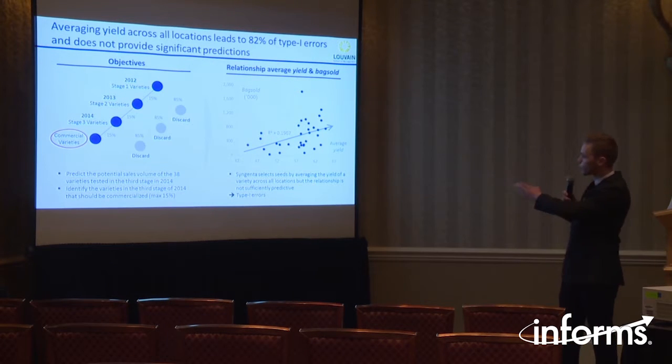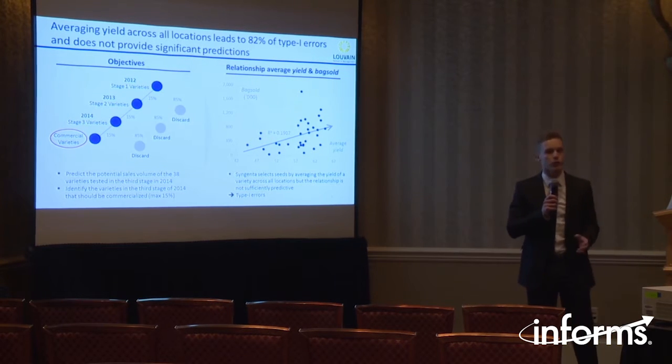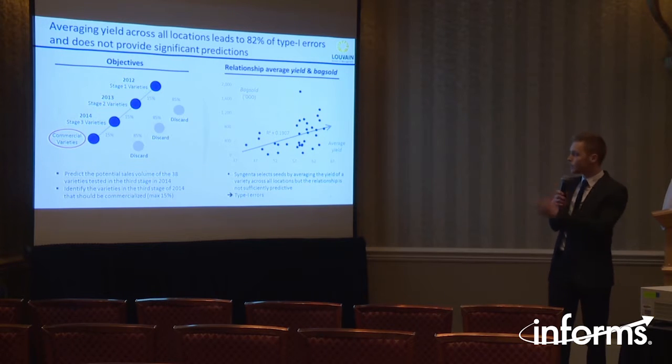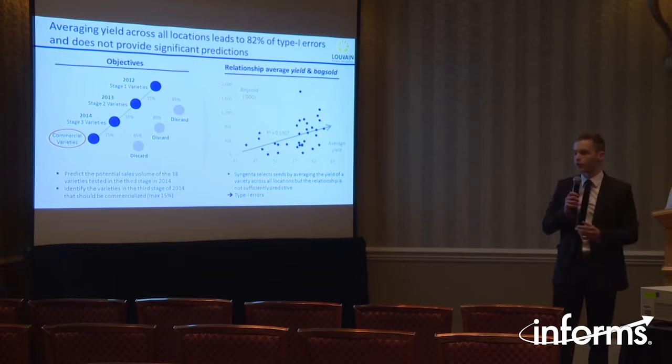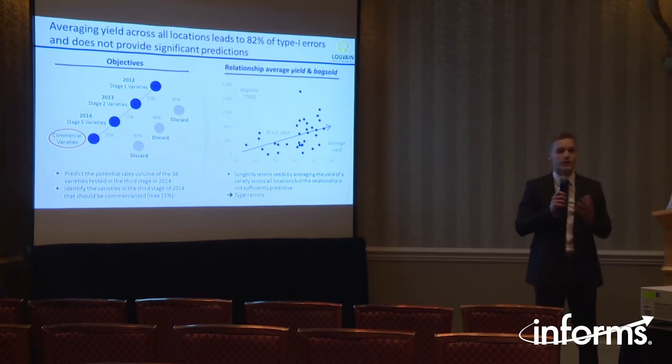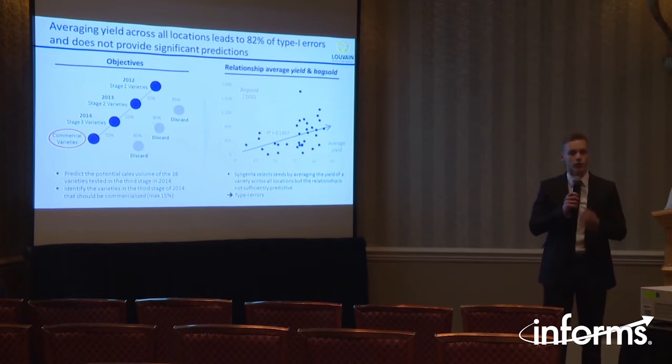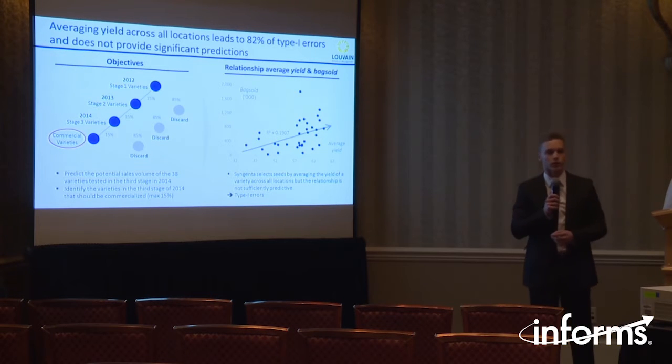So we plotted on the scatter plot on the right the number of bags sold against the average yield. And as you can see, there is a relationship, but it's not sufficiently predictive in our view. As a result, we believe this is why there are some type 1 errors. So some varieties are commercialized while they shouldn't have been commercialized.